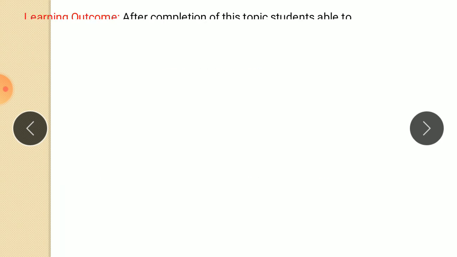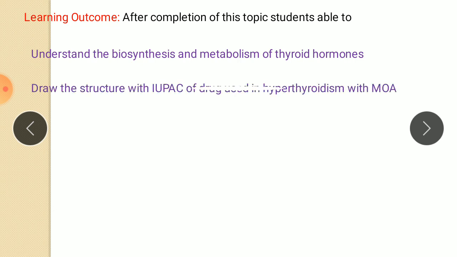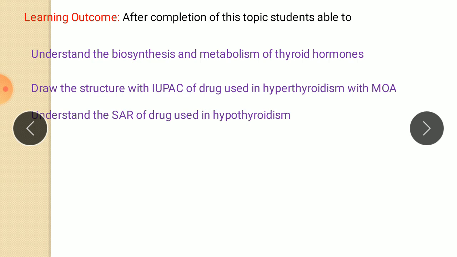Learning outcome of this topic. After completion of this topic, the student will be able to understand the biosynthesis and metabolism of thyroid hormone, draw the structure with IUPAC name of drugs used in hyperthyroidism with mechanism of action, and understand the SAR of drugs used in hypothyroidism.